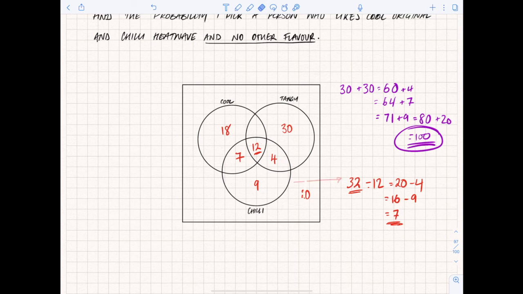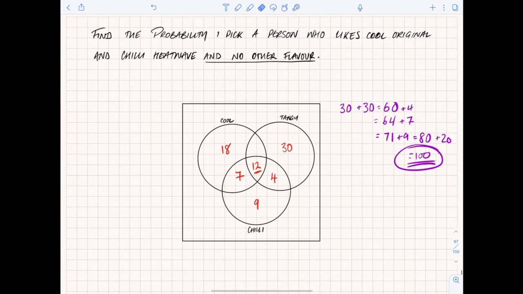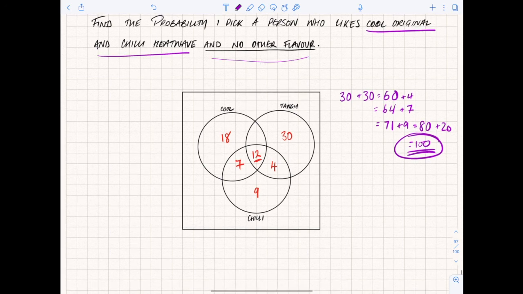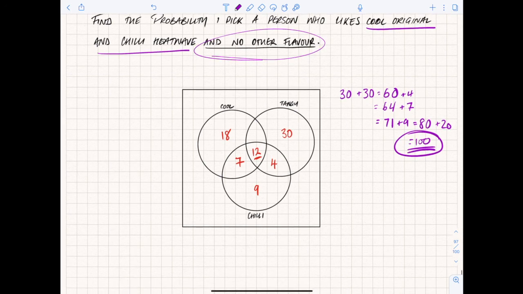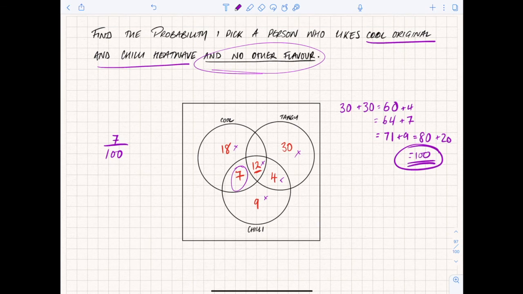Okay, so that's now what my Venn diagram would look like. Let's look at what the question says. It says find the probability I pick a person who likes Cool Original and chili heatwave and no other flavour. So that part there is really important. So Cool Original is this circle, chili heatwave, and no other flavour. So it can't be that section. Okay, it can't be that bit, it can't be that bit, it can't be that bit. So it's just that bit. So therefore it's 7 over 100. Okay, and it's out of 100 because we're talking about the whole group there.